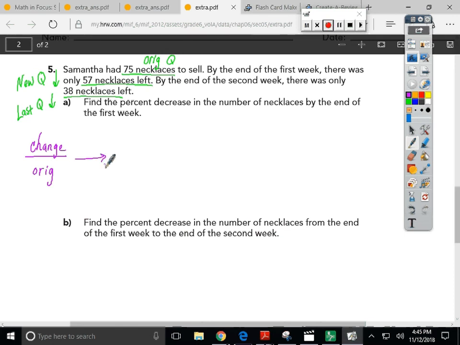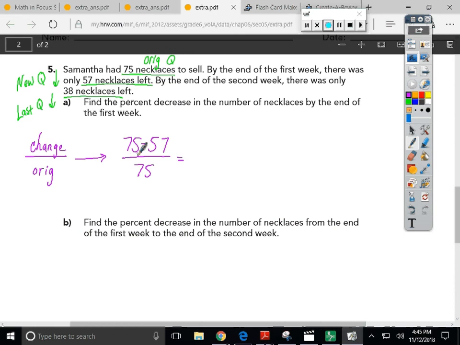All right. Well, the change, that's like saying I had 75 necklaces, but I sold some, right? I'm left with only 57. So I need to figure out what the change was, and I'm going to write that over the original number of necklaces, over the 75. Well, let's simplify this a little bit. You have a little bit of a regroup maybe.